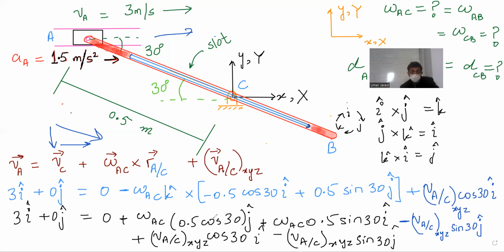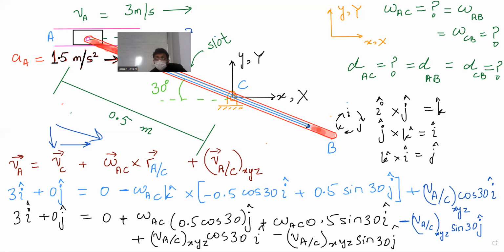Positive j unit vector omega AC, correct. Positive 0.5 sine 30 I unit vector, correct. Positive I unit vector, correct. Negative, good. Okay, Tahshin Chan, why don't you solve the two equations for us, please? Help us. Okay. And Ahmed Sajawal as well, by the way.